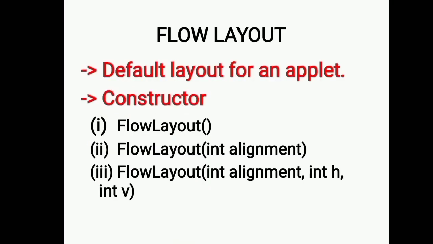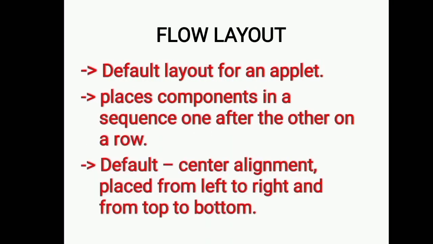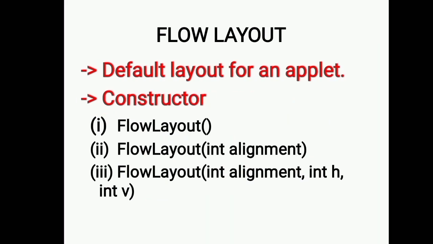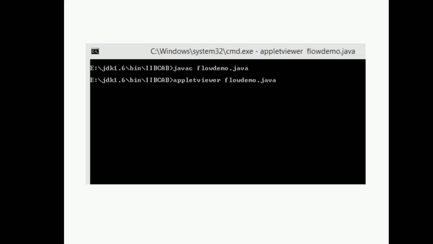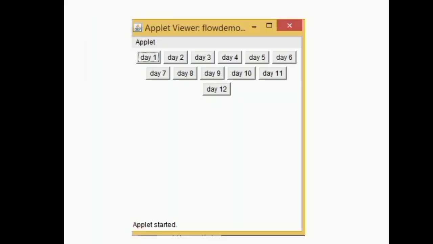I already told the flow layout, the components are in a sequence one after the other. So in this way the 12 buttons are displayed one after the other in a row-wise manner.